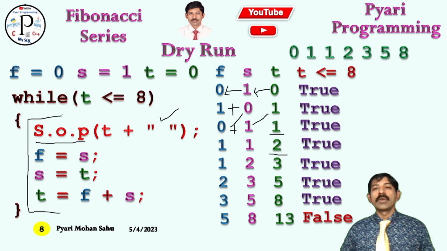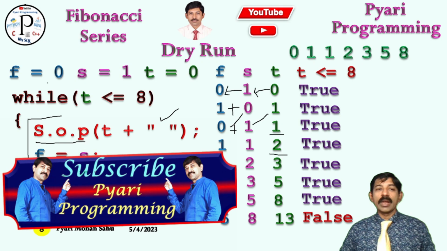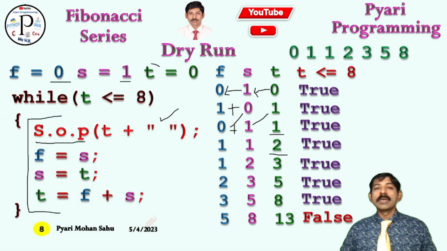Hope I am clear to everyone. Why I have taken F is equal to 0, S is equal to 1 and why I am displaying T.